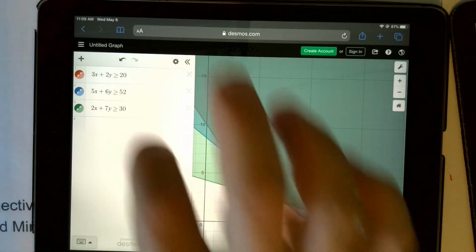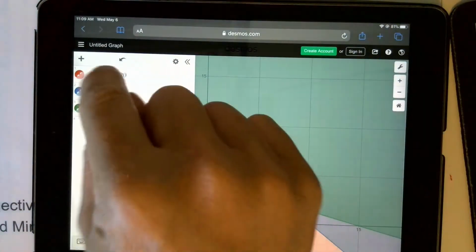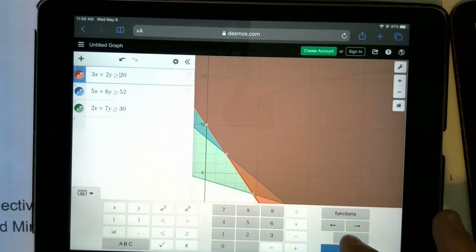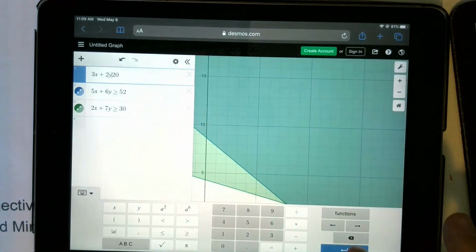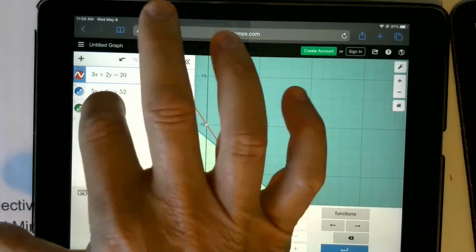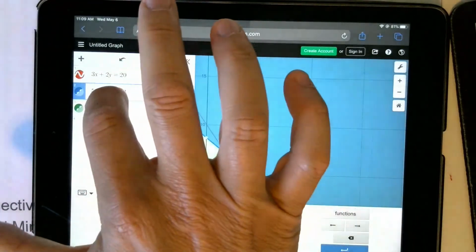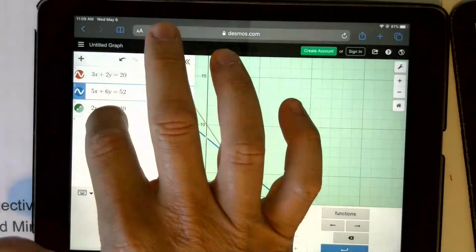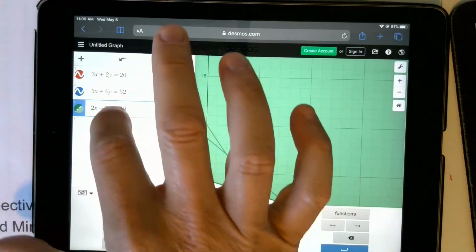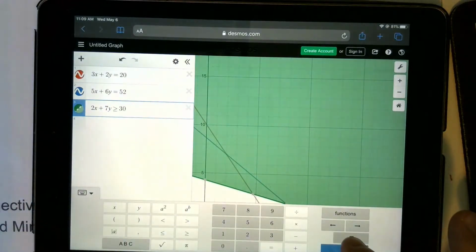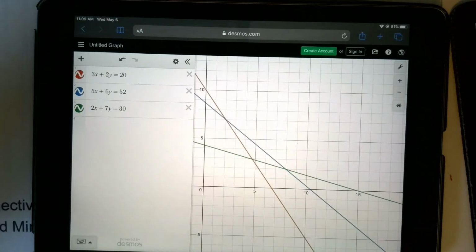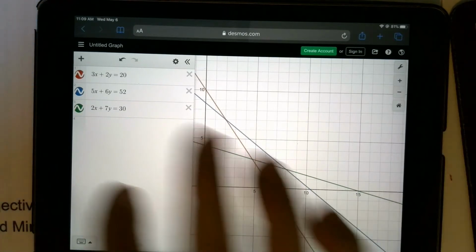So what I'm going to do is change these all now to equalities. And we're going to shortcut stuff here. Change them into equalities, and then we can just tap on the screen to find out those points. It looks like I have to hit the delete button twice to get them. So now they're all equalities, and these are my points.